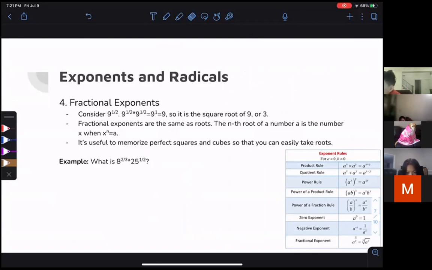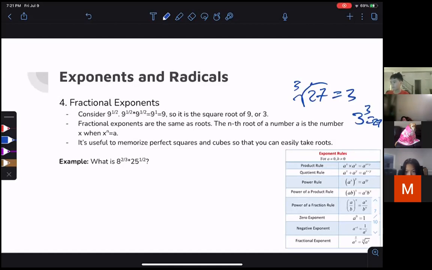And fractional exponents are the same as roots. The nth root of a number a is the number x when x to the power of n is equal to a. Say like the cube root of 27, right? That should be 3, because 3 cubed is equal to 27.